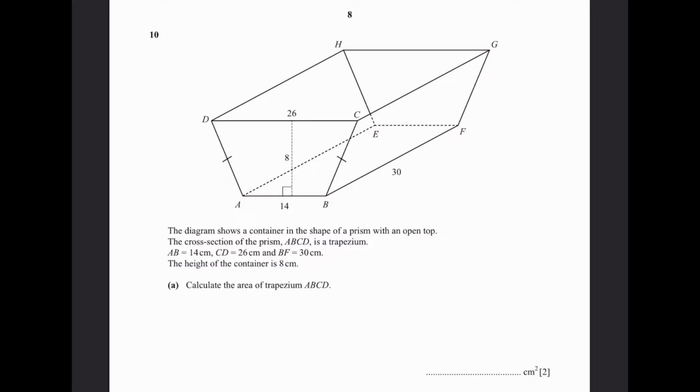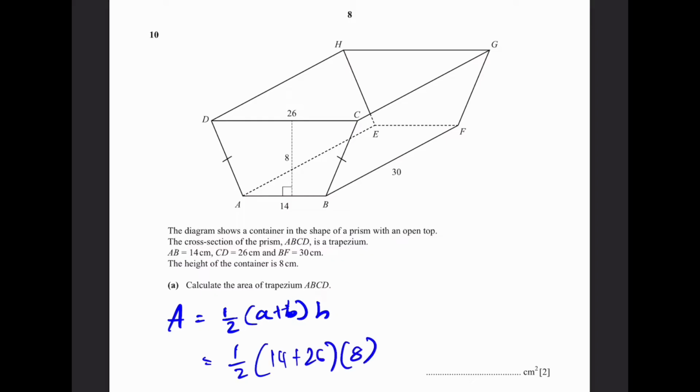So for calculating the area of a trapezium, we have a simple formula. The area is equal to half times (a plus b) times h. And a plus b is the sum of the two parallel sides, the shorter and longer one. And h is the height of the trapezium, the vertical height. Now that'll be half times (14 plus 26) times 8. And that'll simply be equal to 160 centimeters squared.